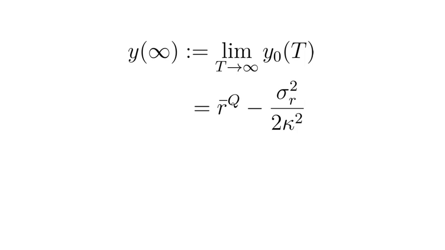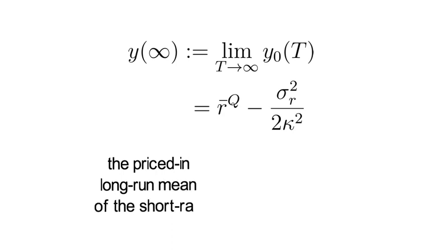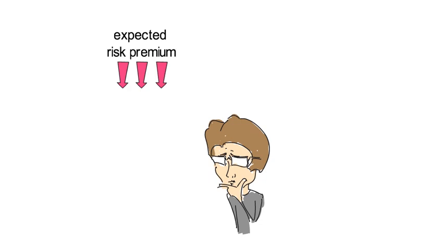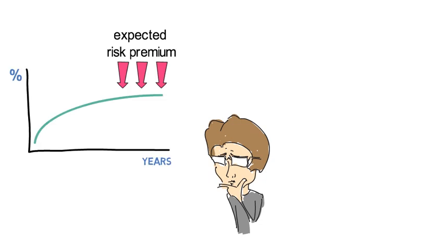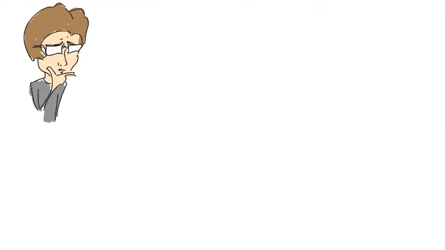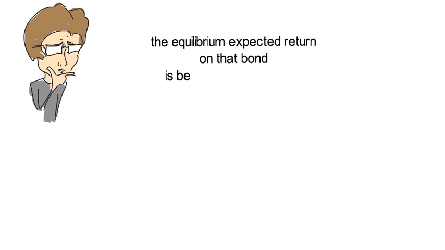Now that expression coincides with the priced-in long run mean of the short rate minus a Jensen term that captures the convexity of the natural logarithmic function. If you want to better see how the ex ante expected risk premium affects the long end of the yield curve, you can re-express the last equation under the empirical probability measure P, and you would arrive at the following expression. Therefore, if you wanted now to see explicitly that the equilibrium expected return on the bond is below the risk-free rate, you would have to do the following.